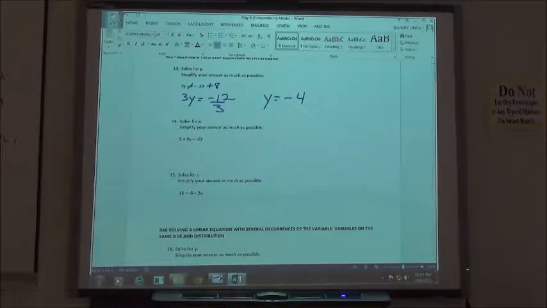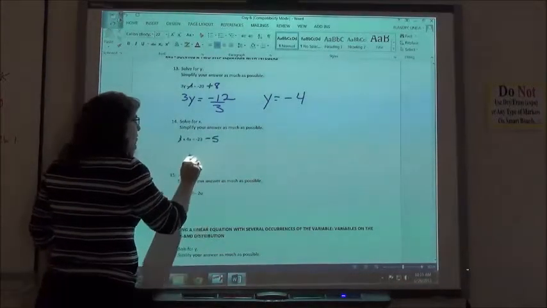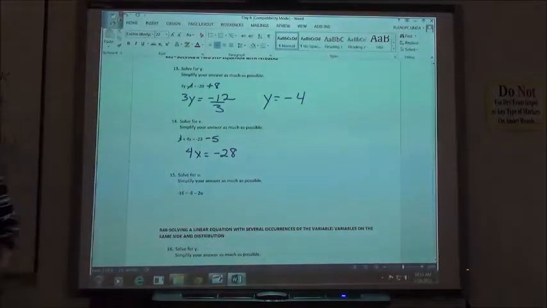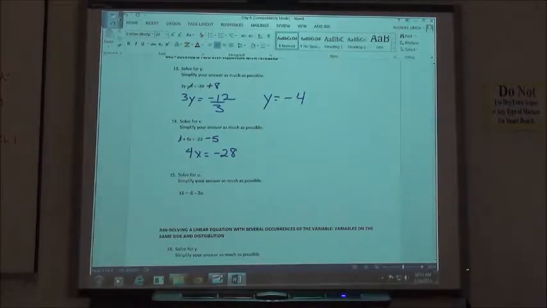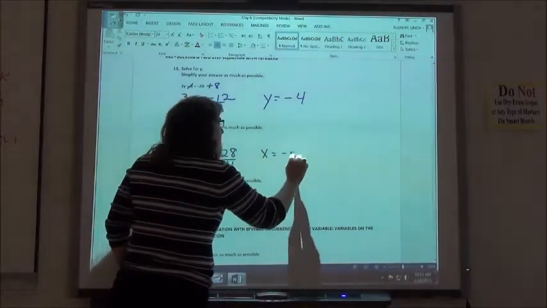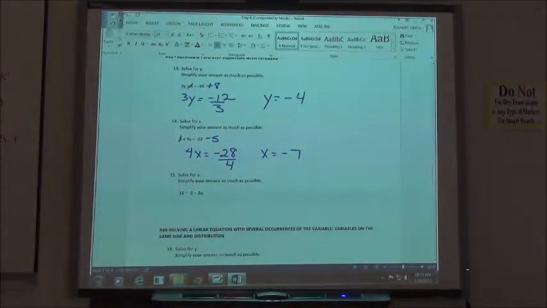So on number 14, if I have 5 plus 4x equals negative 23, the first thing I probably want to do is subtract the 5. So 4x is going to equal negative 28. Then I'm going to divide by that 4, and x equals negative 7. Negative 28 divided by 4.